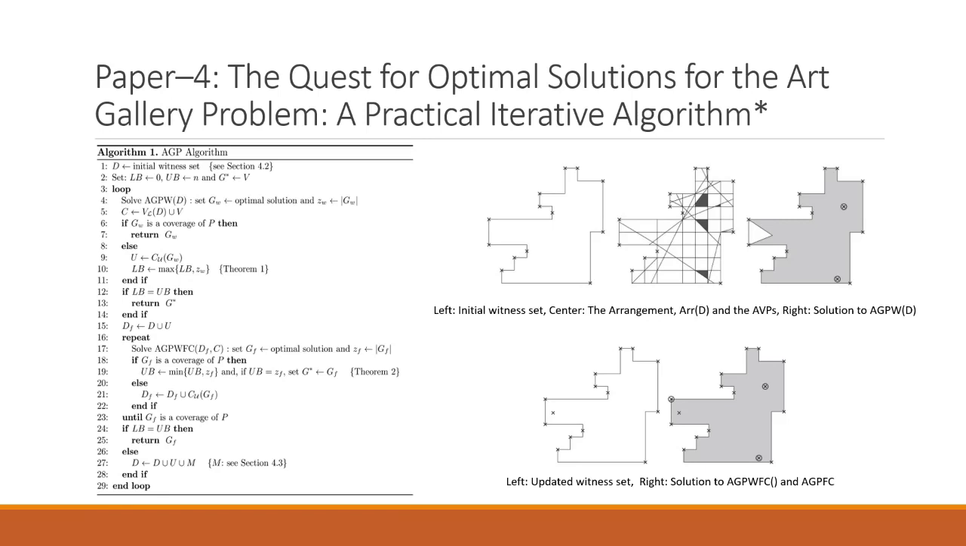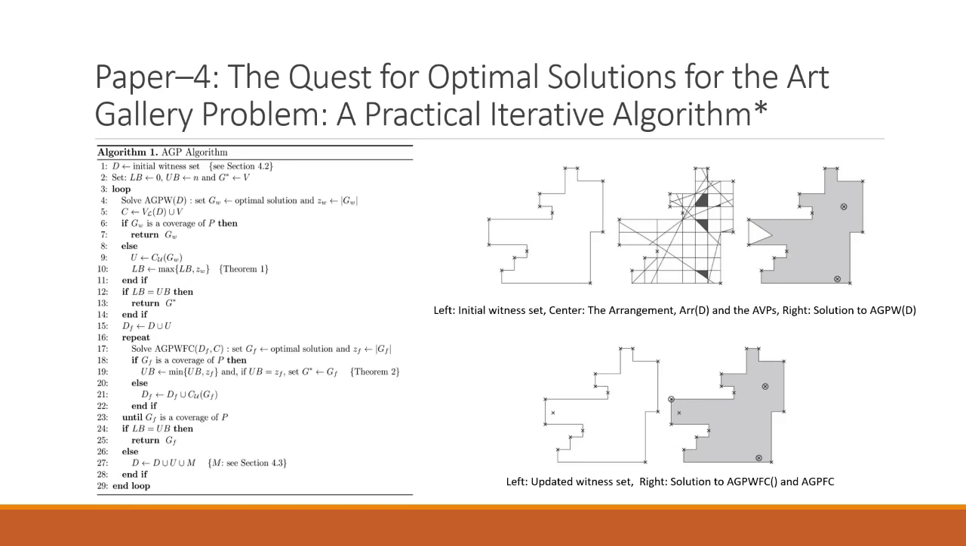So basically in this algorithm what they do is they initialize a witness set D, then form the arrangement defined by visibility edges of the points in S and then use the light AVPs for finding the solution to art gallery problem with witness. And then further by updating the witness set, they find solution to another variants of AGP, that is the art gallery problem for witness and fixed guard candidates. So this is how the algorithm works.